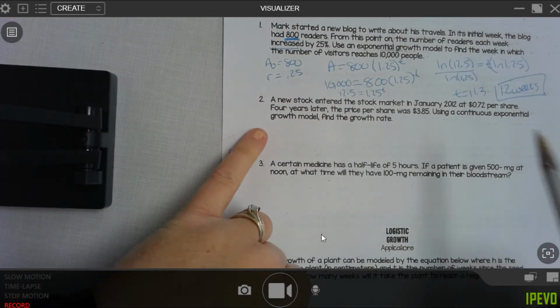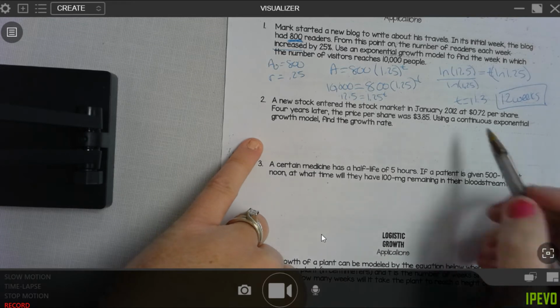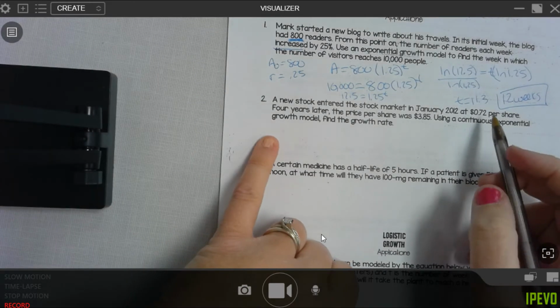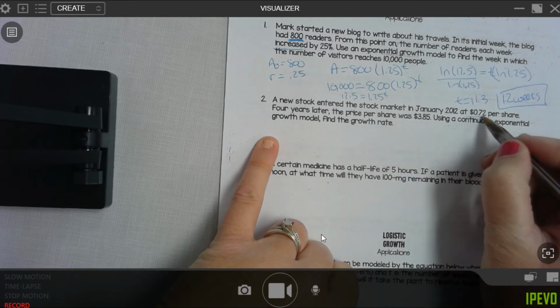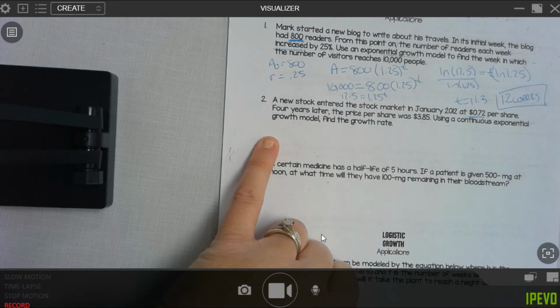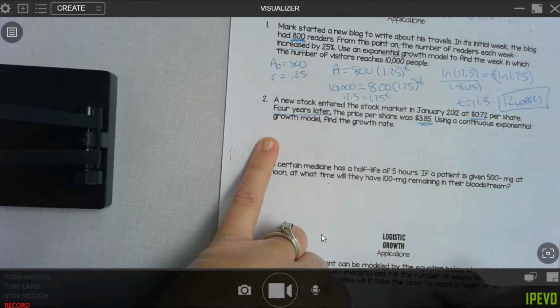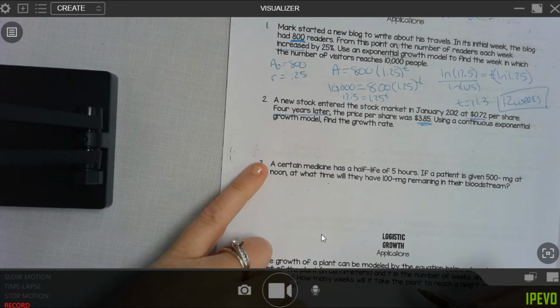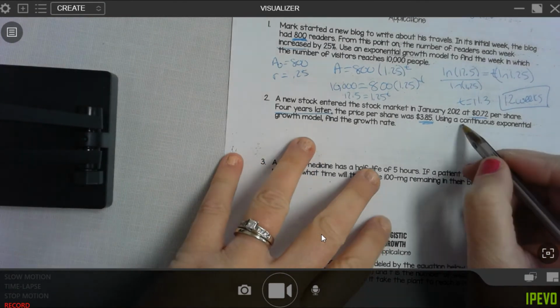All right, go ahead and read number 2, pause it. Okay, so right here it tells us that we have an initial amount. It tells you that it starts at 72 cents per share, and that 4 years later, the price goes all the way up to there, and we want to know what the rate was that models it. And then I should talk about continuous.